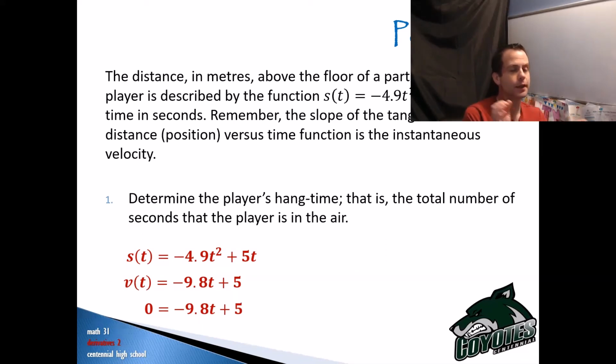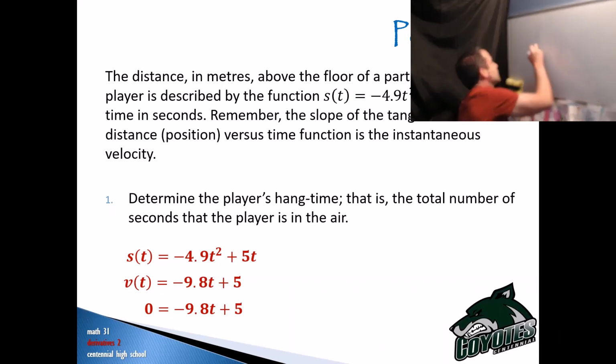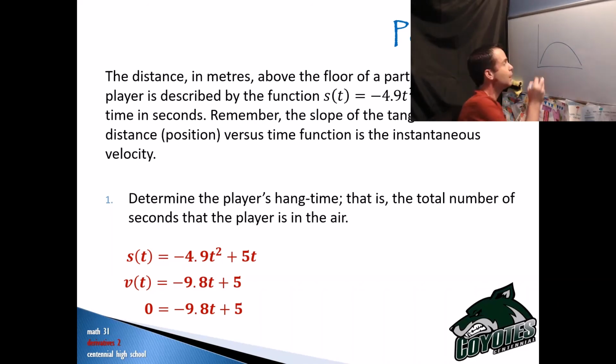So remember, the velocity represents all of the slopes of the tangent lines for the original position function. So think about the original position function. Let me even draw one for you for a sec. Let's just say here is my basketball guy. Here's his jump, and there he lands. Where would I end up having a slope of 0? I would end up having a slope of 0 right there.